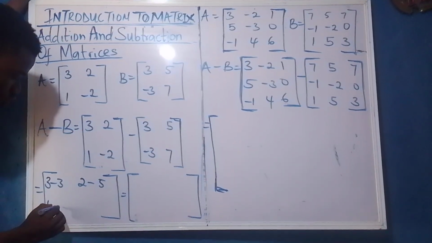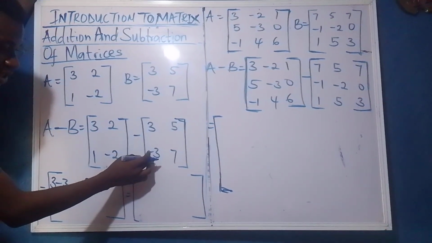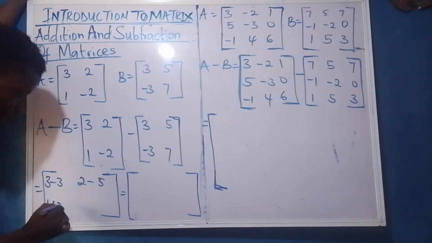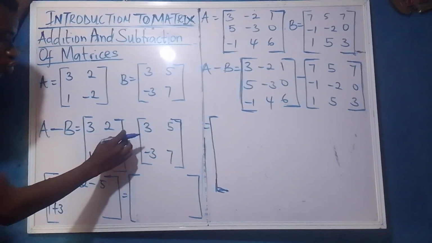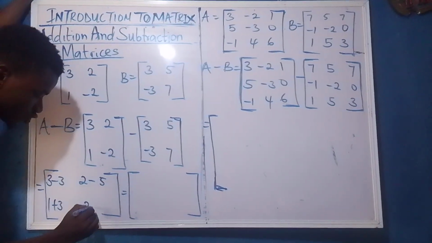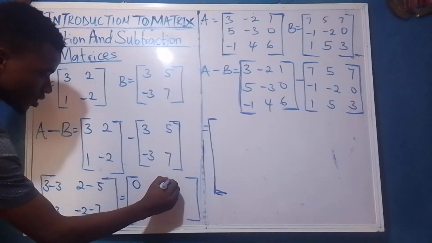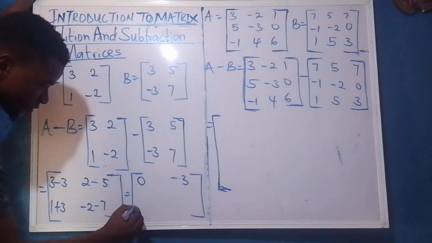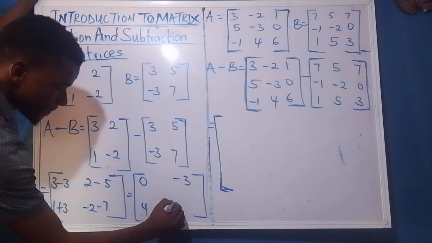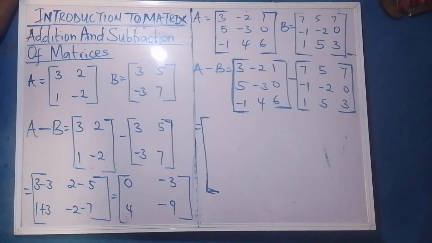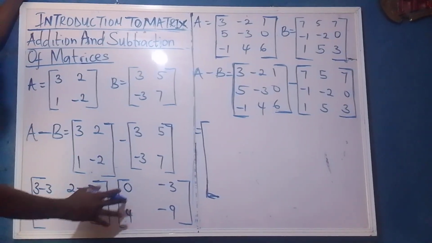1 minus, there is a negative 3 here, so minus times minus will make it 3 plus. Then we have minus 2 minus 7. So our final answer is going to be 0 minus 3, 4 minus 9. So this is the answer to this particular subtraction of the matrix. You can see how easy and simple it is.